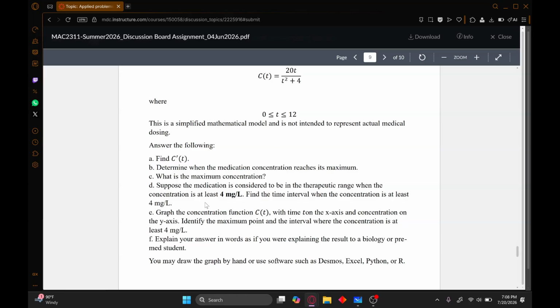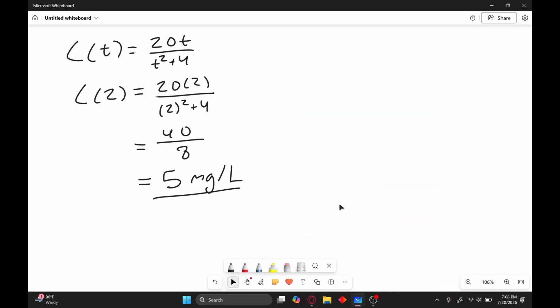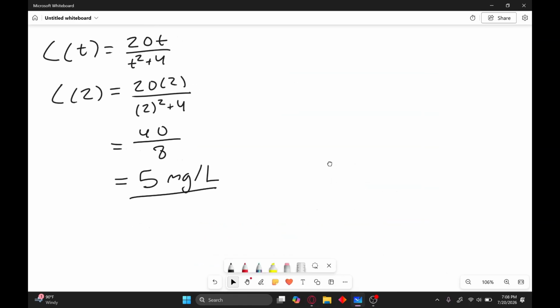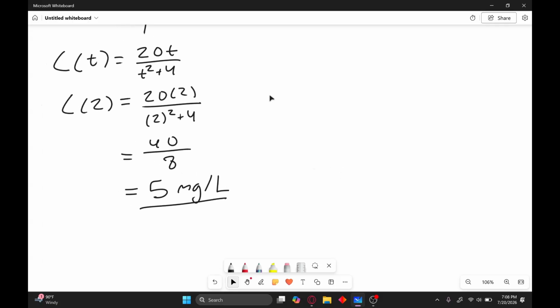Now, D is asking, suppose the medication is considered to be in the therapeutic range when the concentration is at least 4 milligrams per liter. Find the time interval when the concentration is at least 4 milligrams per liter. To solve this, we set the original function, which is 20t over t squared plus 4, in an inequality which is greater than or equal to 4. So 20t over t squared plus 4 is greater than or equal to 4.